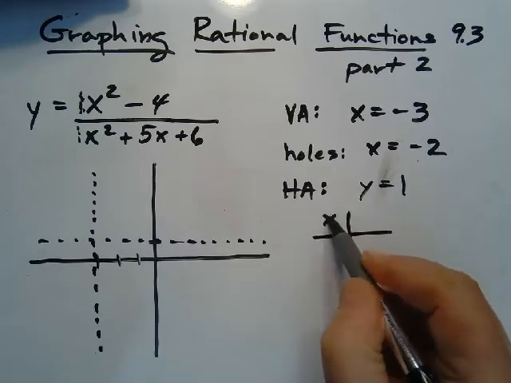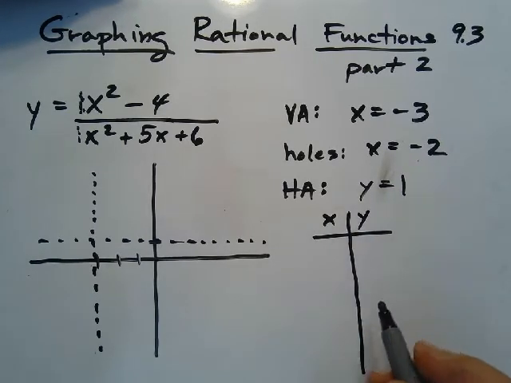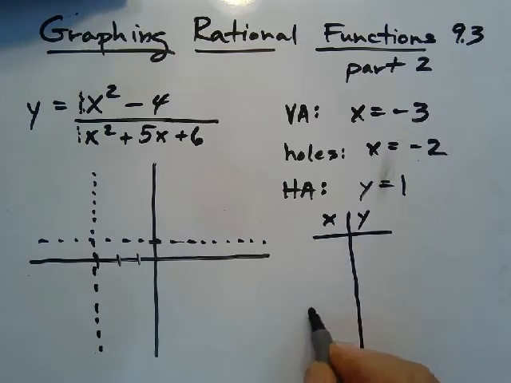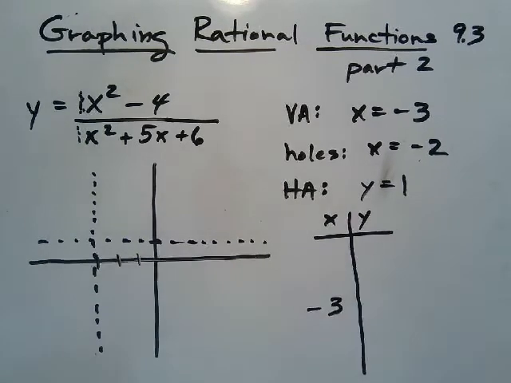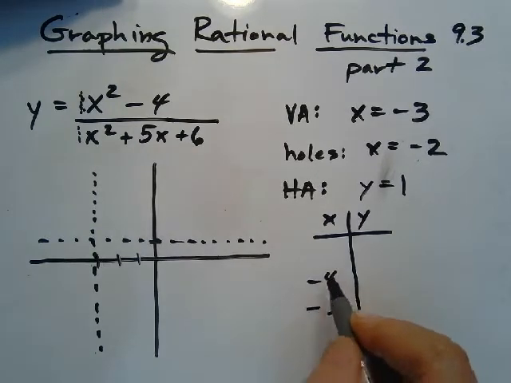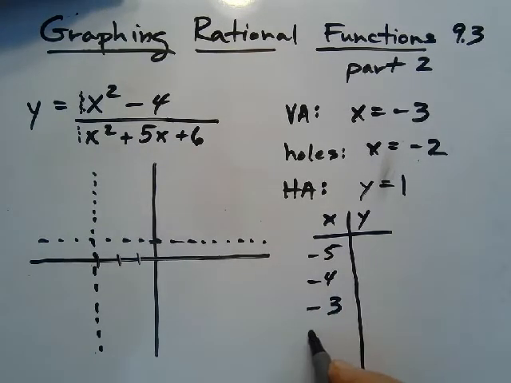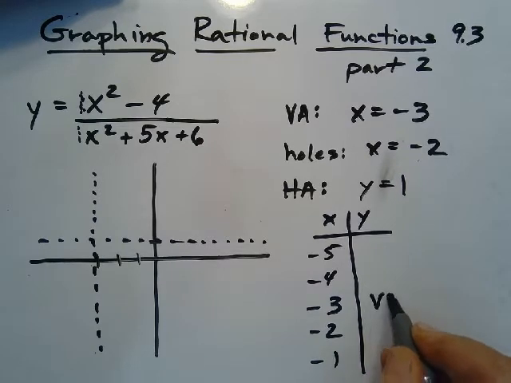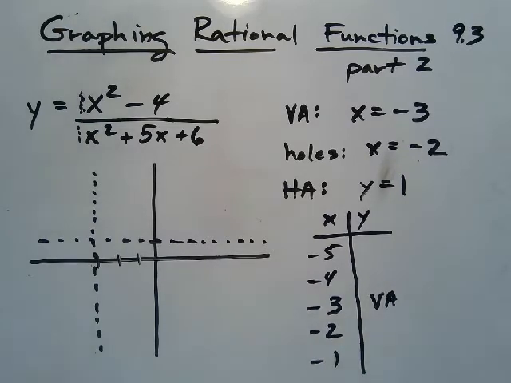As I go to make a table here of values, I notice I have a vertical asymptote at negative 3. And I need to pick some values on both sides. Let's say negative 4 and negative 5, and down here negative 2 and negative 1. This is a vertical asymptote because it's undefined there.